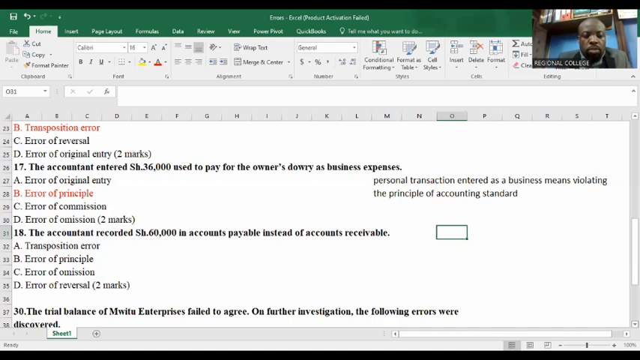The principle has not been violated in that question. There is nothing that has been omitted. So it is just the reversal. You reverse it from account receivables to accounts payable. So the correct answer is choice D, error of reversal.